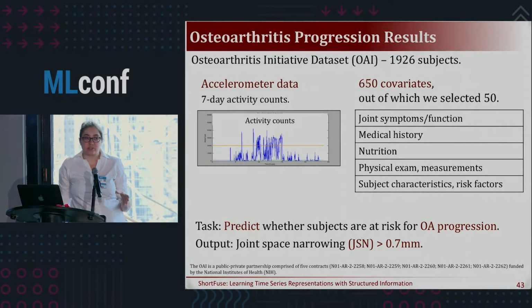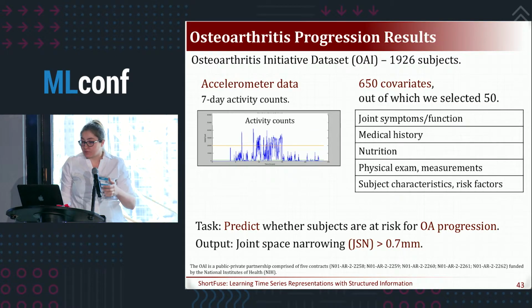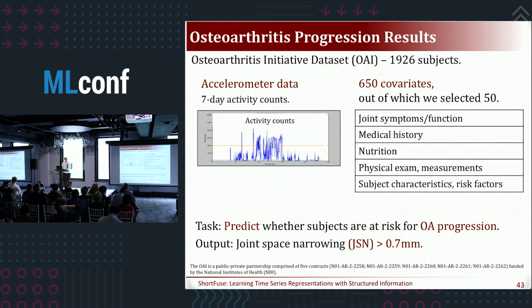We are given accelerometer data collected from these subjects over 7 days, and 650 covariates representing the symptoms, the medical history, the nutrition, physical examinations, and subject characteristics. We selected 50 based on domain knowledge. The task, again, was to predict whether the subjects are at risk for osteoarthritis progression. Here, we measured the progression by looking at joint space narrowing and testing whether it's larger than 0.5 millimeters. Again, the joint space narrowing represents the amount of cartilage degeneration that the subject experiences over a number of years.